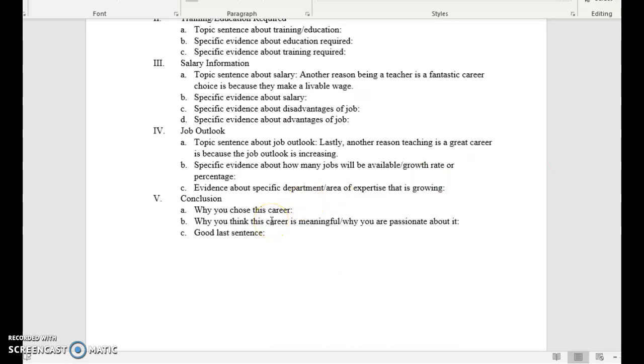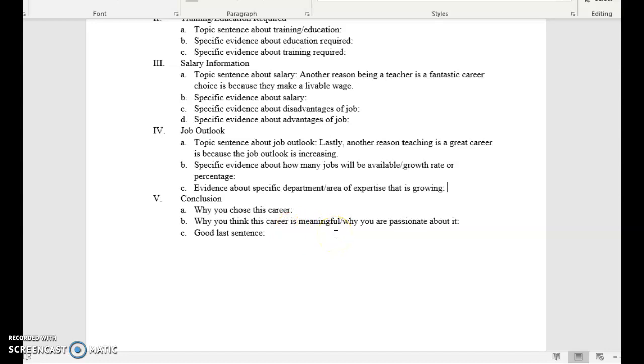Basically, in your conclusion, you're going to say why you chose this career. Everybody has a reason. It might be a personal reason. It might be a professional reason. It might be, I don't know, but why did you choose this career? Be honest, okay? And then why do you think this career is meaningful? Why are you passionate about it?